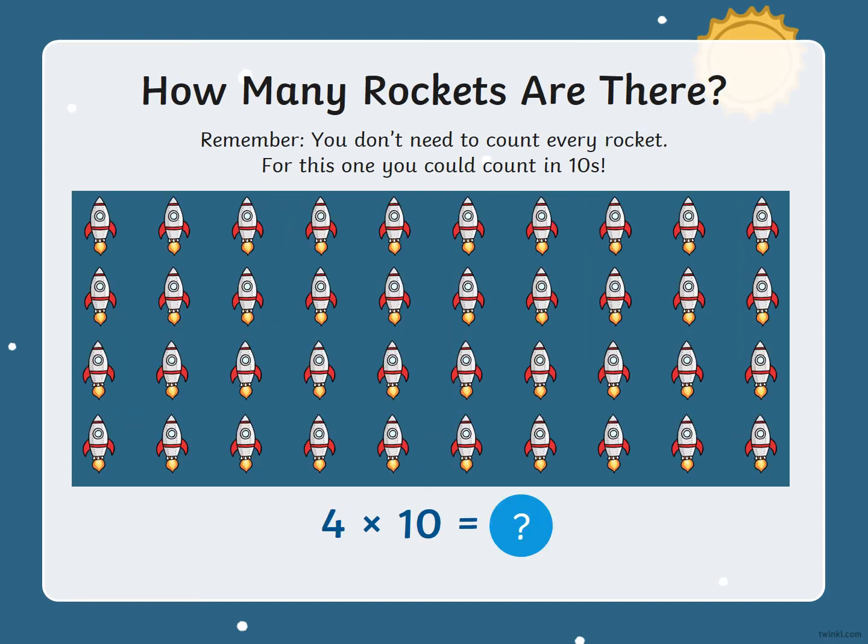Okay, let's have a wee look at the rocket slide. How many rockets are there here? Well, again, it looks like there are loads, but we don't need to count them all. All we could do is have a wee look at how these are arranged in the array. So we've got 4 rows and we've got 10 rockets in each row. Okay, and because we know that we've got 4 times 10, we can work it out really quickly and figure out that our answer here should be, that's right, it should be 40.